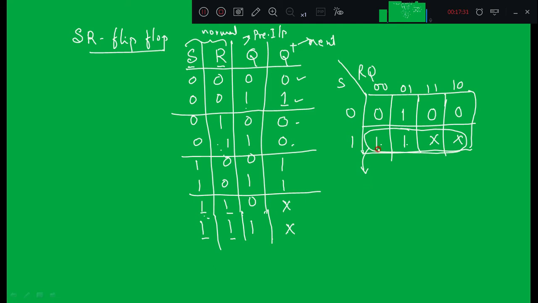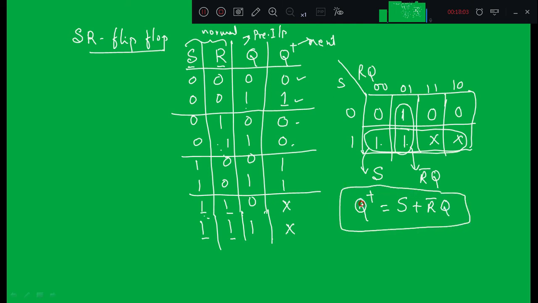group. Then what is the term for this group? It is equal to S, yes. Since R and Q are complement to each other, this one can be combined with this one, and we can make one group. What will be the expression for that? It is equal to R bar Q, right? So what will be the expression for the Boolean or the characteristic equation for the SR flip-flop? It is S plus R bar Q. We are going to write the SOP expression, right? So this is the characteristic equation for the SR flip-flop.